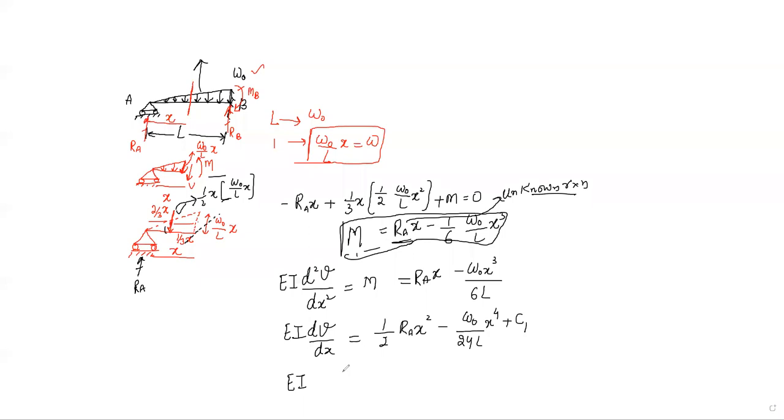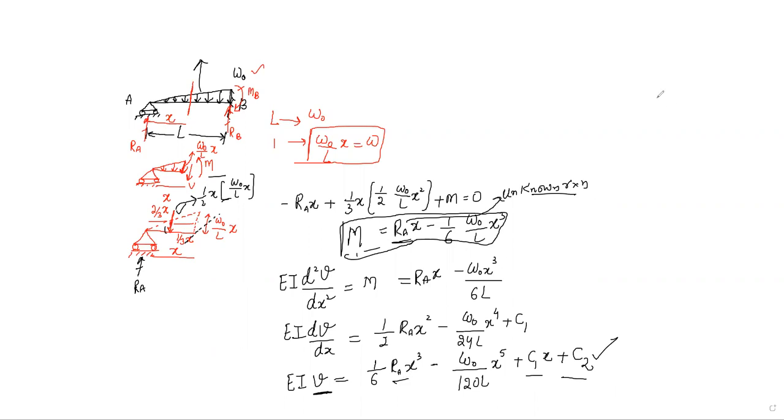As we integrate it once again, EI nu is equal to 1/6 RA X cube minus W naught divided by 120 into L X raised to the power 5 plus C1 X plus C2. Now, this equation is the equation of our deflection curve, because this tells us how the deflection will happen in this beam. But this deflection equation is in terms of C1, C2, and this RA, which is quite unknown to us.